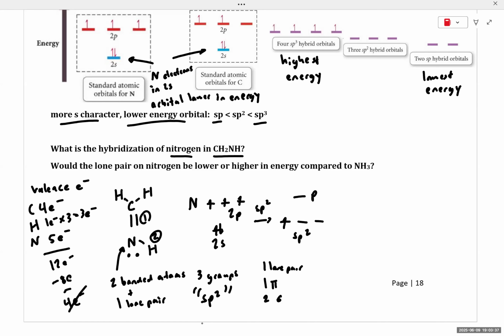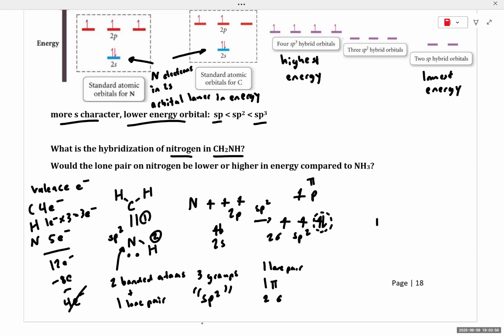Now, why am I going through the effort of drawing this? Well, we can see our lone pair is accounted for, our pi bond is accounted for, and our two sigma bonds are accounted for. So this nitrogen is sp2.